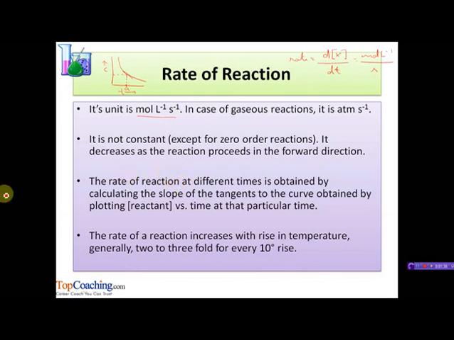Then the rate of reaction is generally seen to increase with rise in temperature. Generally, it increases 2 to 3 times with every increase of 10 degrees centigrade in temperature.